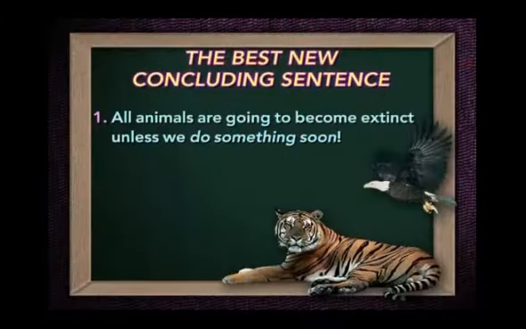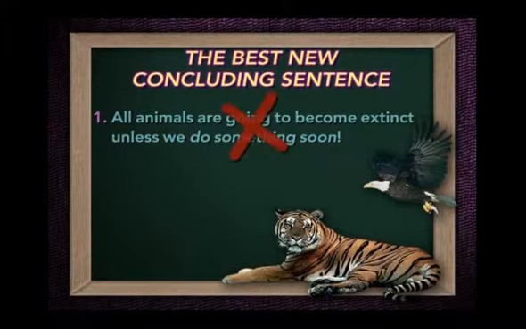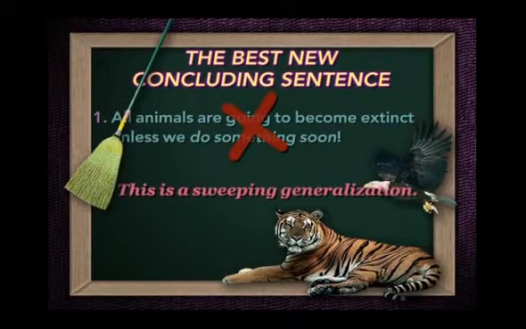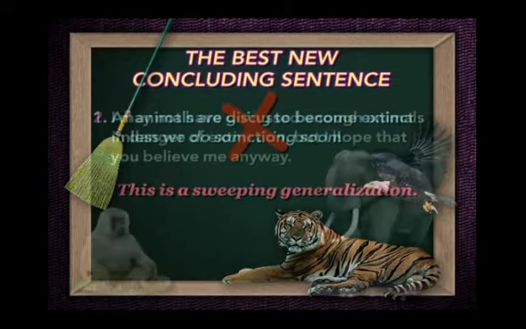All animals are going to become extinct unless we do something soon. Well, all animals are not going to become extinct. Some may be endangered. Some may be actually becoming extinct, but not all animals. So this is a sweeping generalization. You don't want to do that because this is not true.